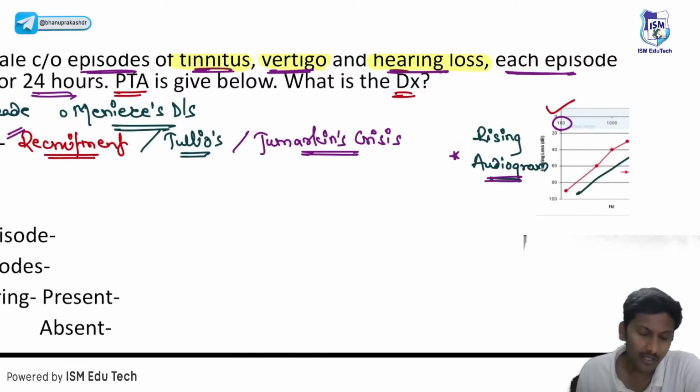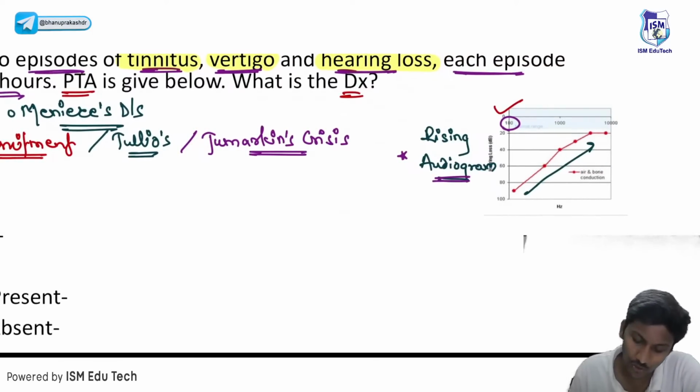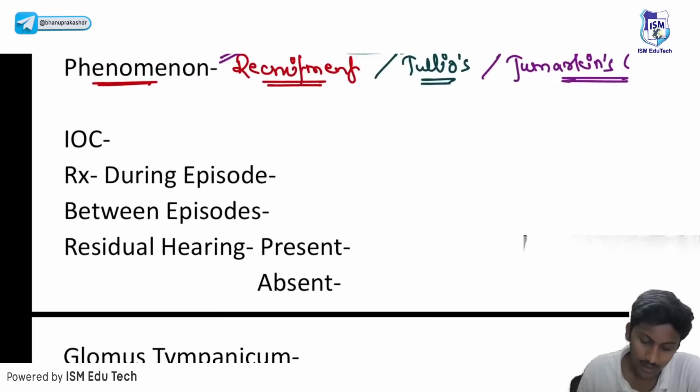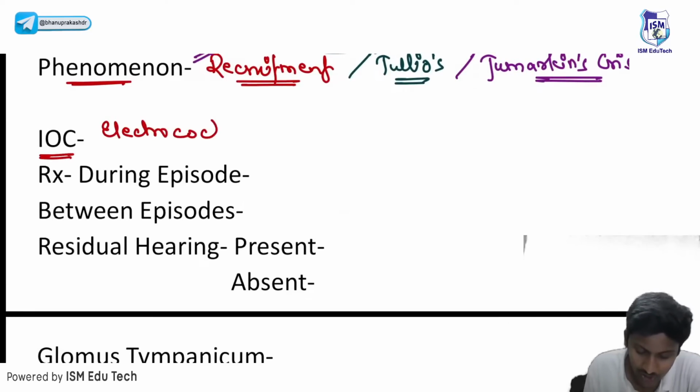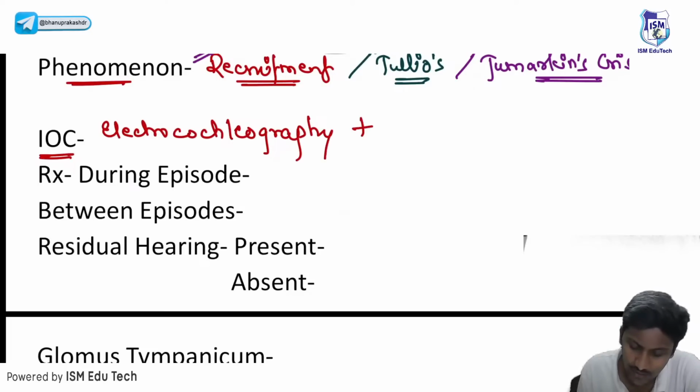As I've told you, on investigation, pure tone audiometry will show you a rising audiogram, because in the initial stages of the disease, there is damage only to the apex. So therefore, low frequency hearing loss will be there. If I ask you what is the investigation of choice for Meniere's disease, the answer should be electrocochleography. Yes, you will check the electric stimulus in cases of cochlea.